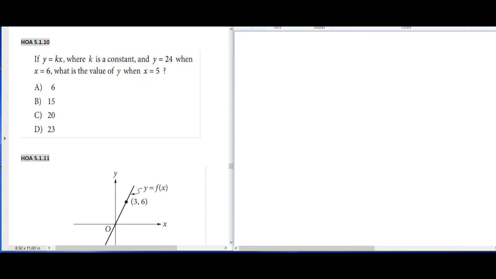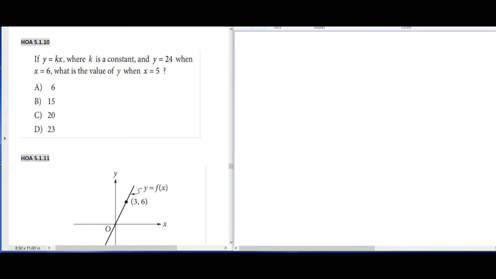Okay, in this case y equals kx. y is 24 when x equals 6. From this one, you can easily find the k, right? What is k? When x equals 6, y equals 24. So k equals 4. Okay, yeah. And then you just plug 5 back in for x. So 4 times 5 is 20.